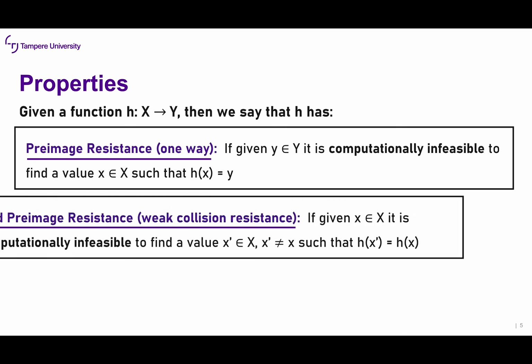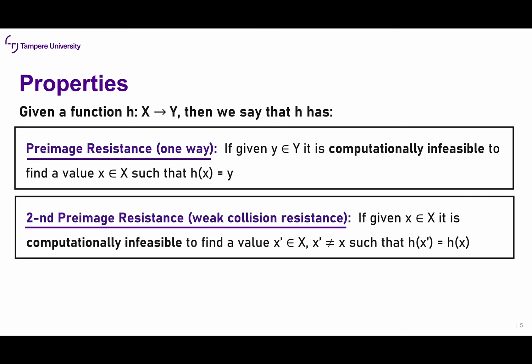In addition to that, it should have second pre-image resistance, also known as the weak collision resistance. This property says that given one message, it should be hard to find another message with the same hash value. So if you are given x, it is computationally infeasible to find another value, x prime, different from the original value x, such that the two hashes are equal.